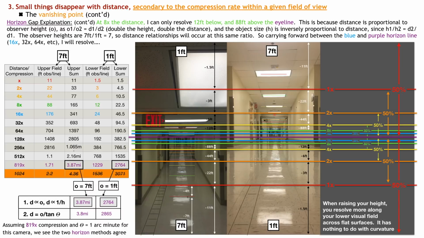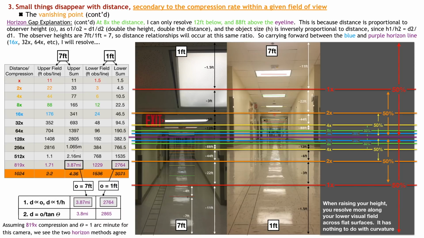So at the 8x distance, we'll say, which is that green half division, I can only resolve 12 feet below the eye line and 88 feet above the eye line, right? I'm at 12 foot below, and I'm at 88 feet above at that same 8x compression rate. This is because distance is proportional to observer height, as O, again, that's the observer height, O1 over O2 is equal to D1 over D2. So I double my height and I double the distance I can see. And again, that's in part 3, I believe, of the video series.